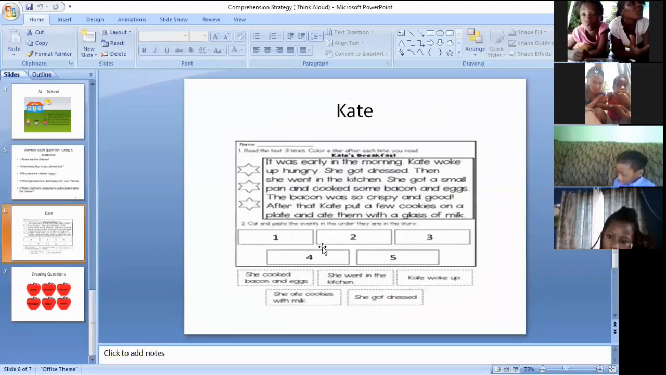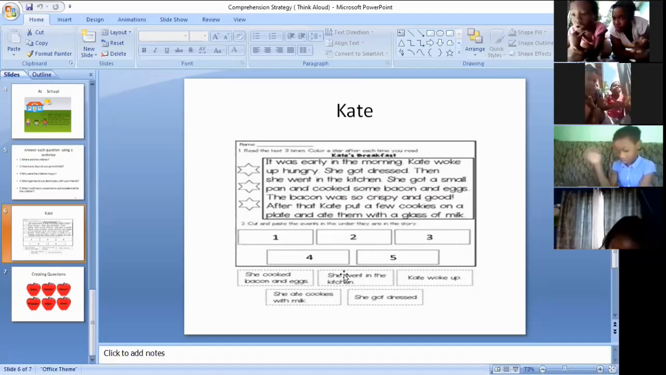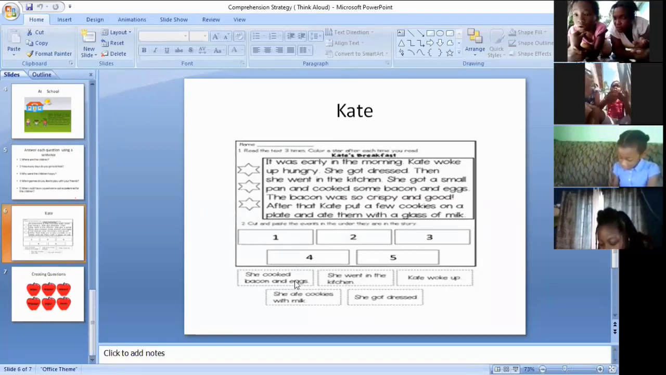What question? Read what it says. It says, after that, Kate put a few cookies on a plate and ate them with a glass of milk. Create a question for this last part of the story. What question can you create for this last part? Hello? Think about it, and I'll ask a few of you in a short while.